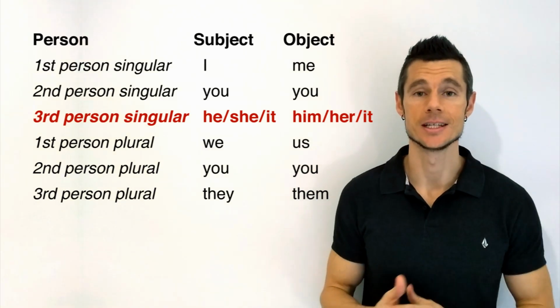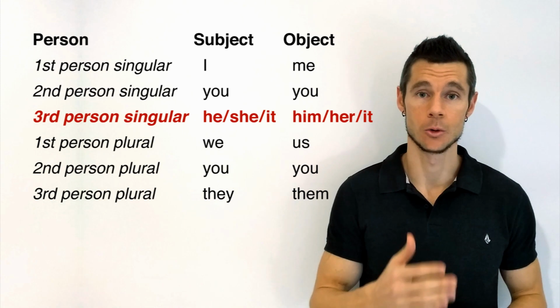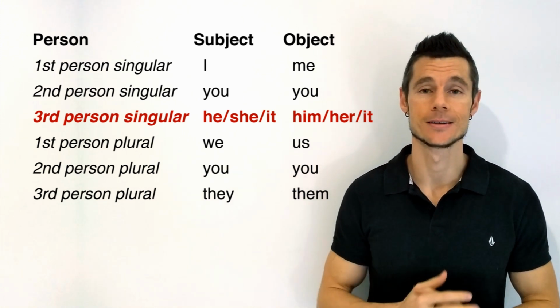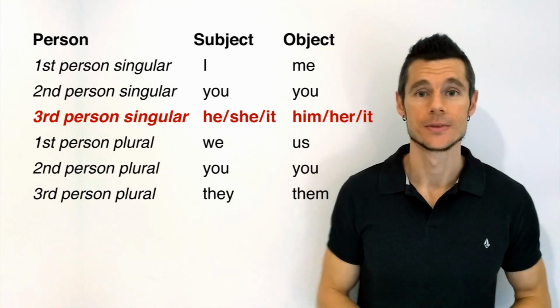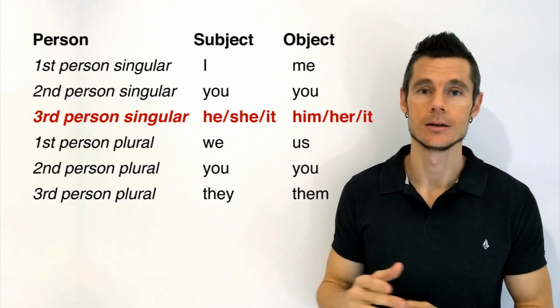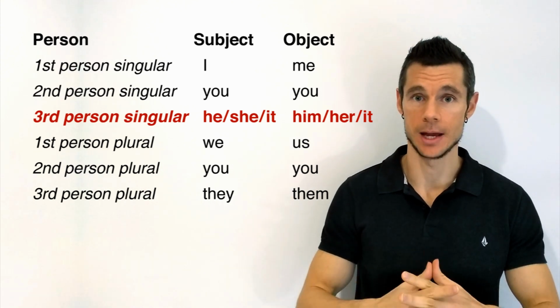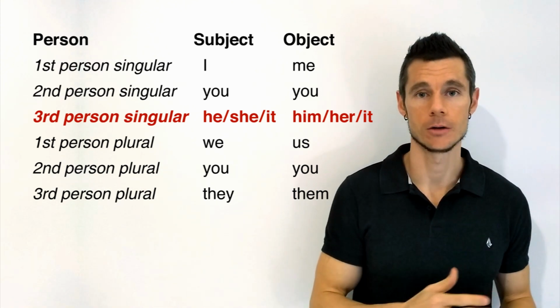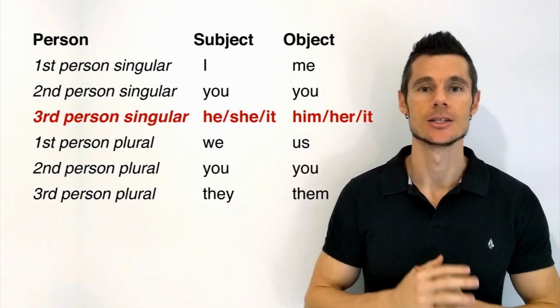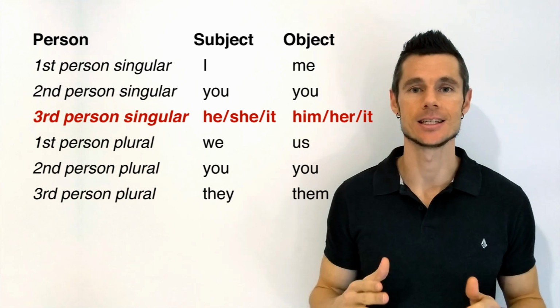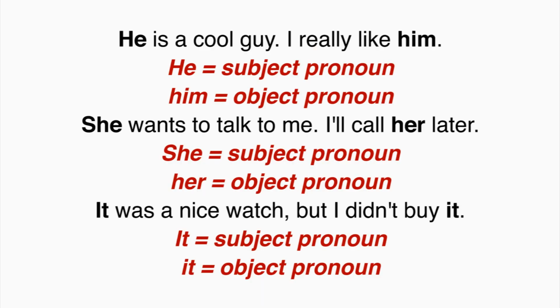The third person is the person, people, thing, or things being spoken about. This person or thing is not speaking or being spoken to. In the singular form, he or him is used for people of the male gender. She or her is used for people of the female gender. And it is used for almost anything that isn't a human. He is a cool guy. I really like him. He is a subject pronoun, and him is an object pronoun.